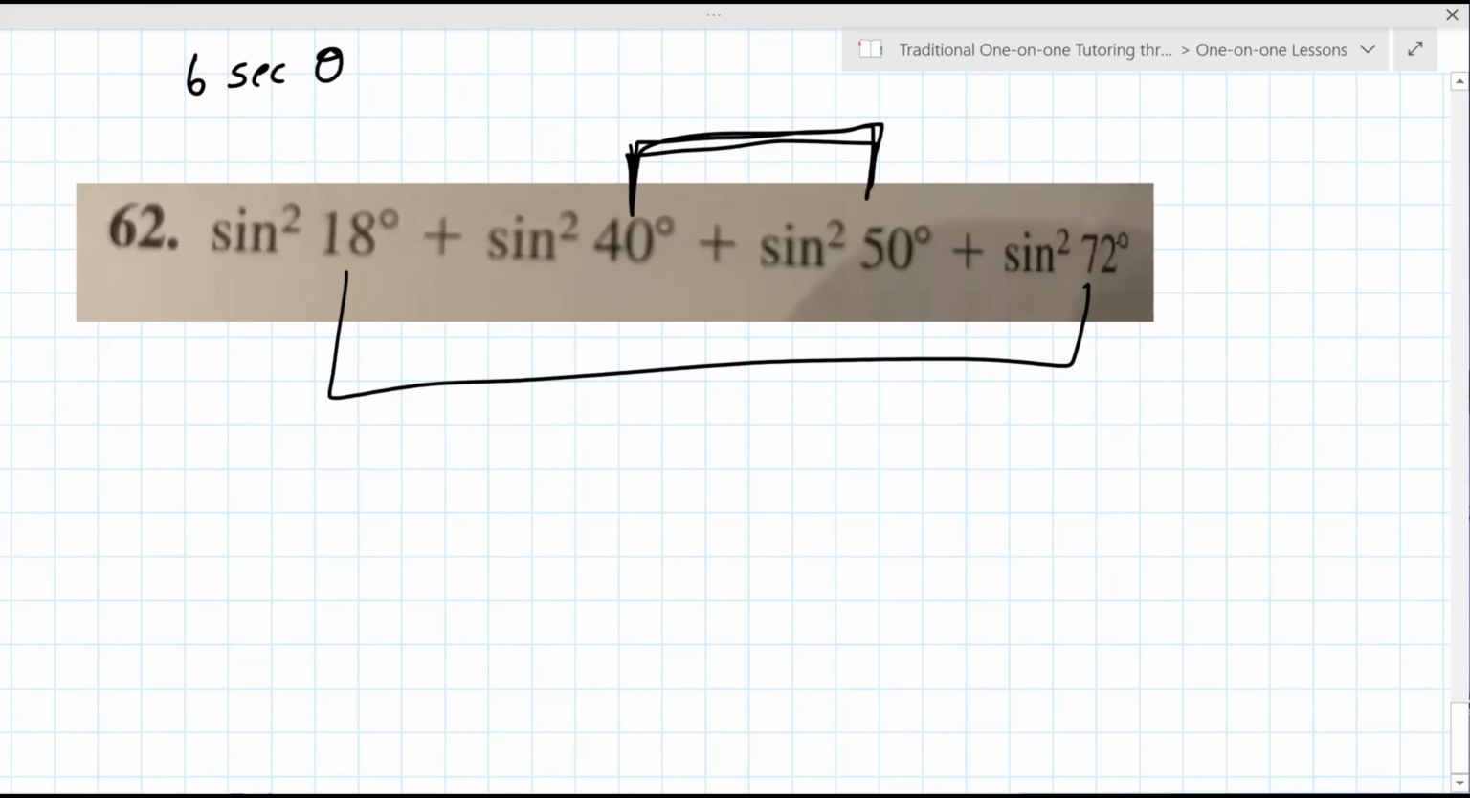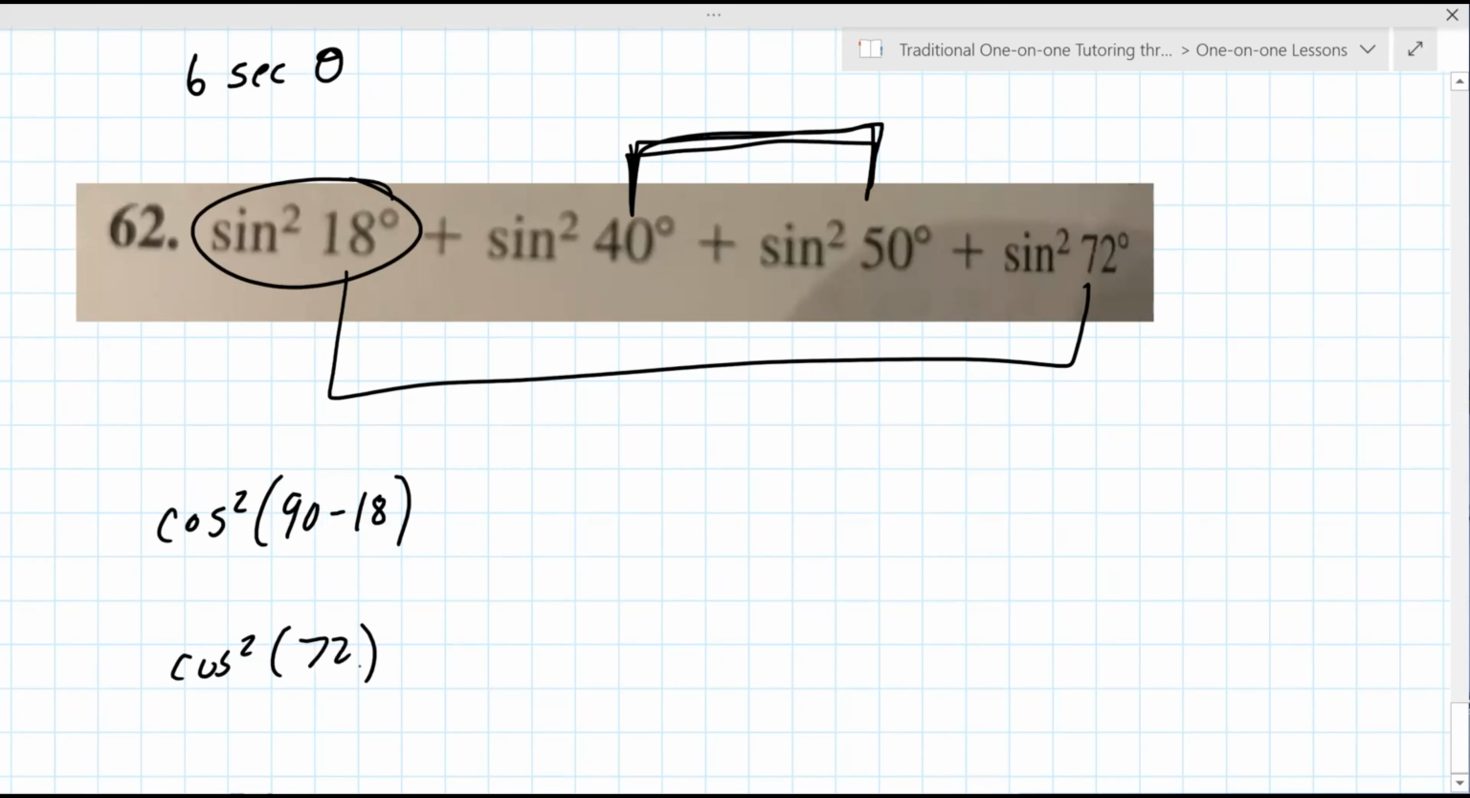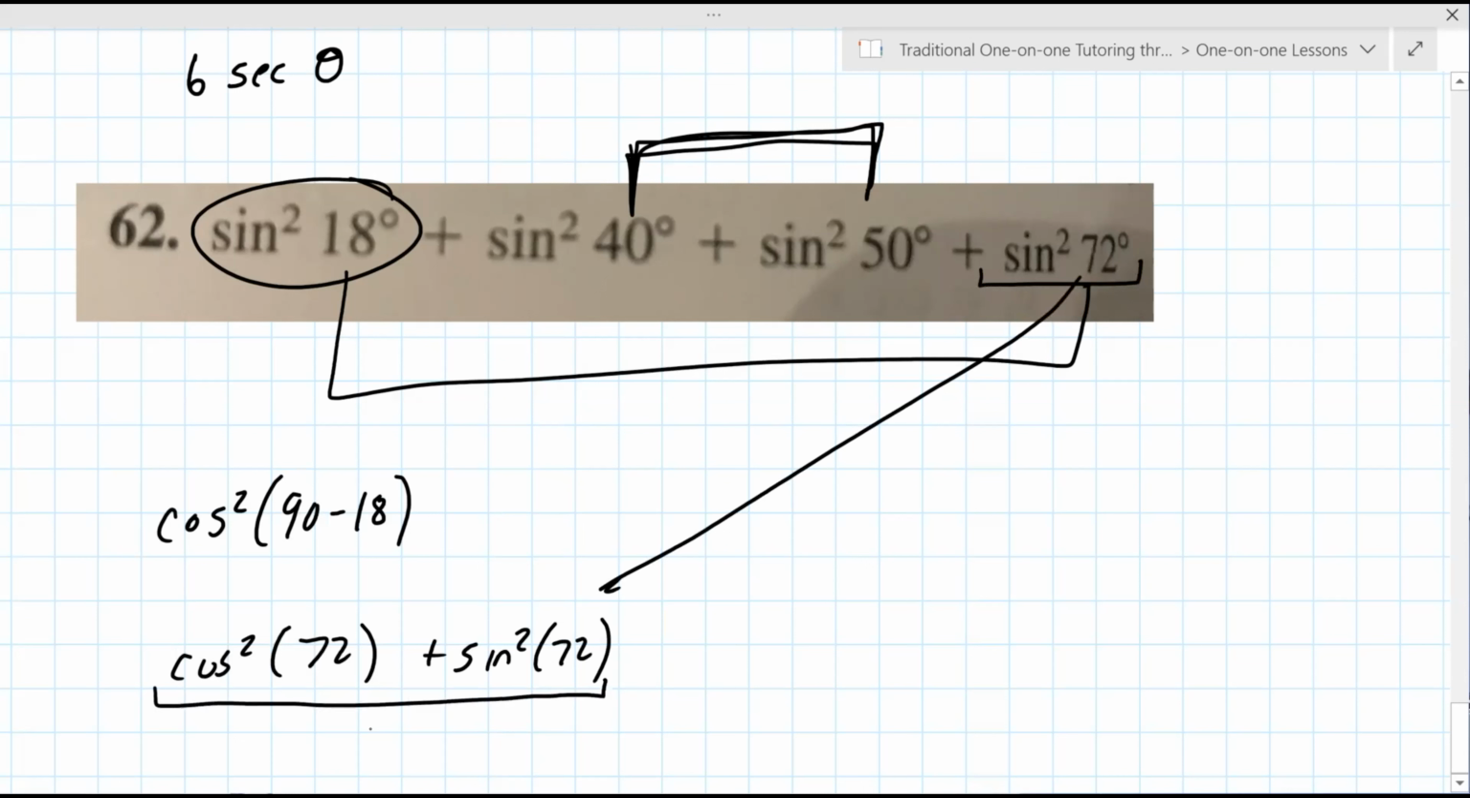Okay, now why is that helpful? Well, sine squared 18 is the same as cosine squared 90 minus 18. And that becomes cosine squared of 72. And then if you bring this sine squared with it, these two equal 1.